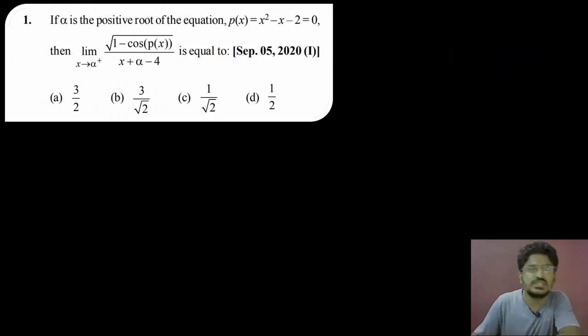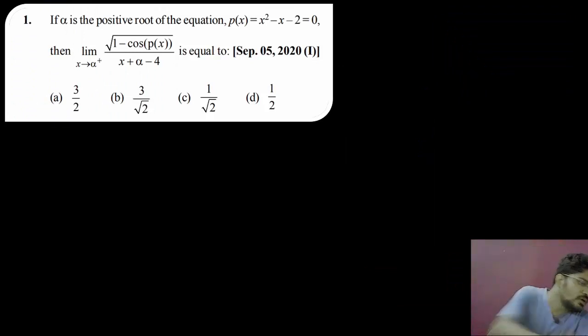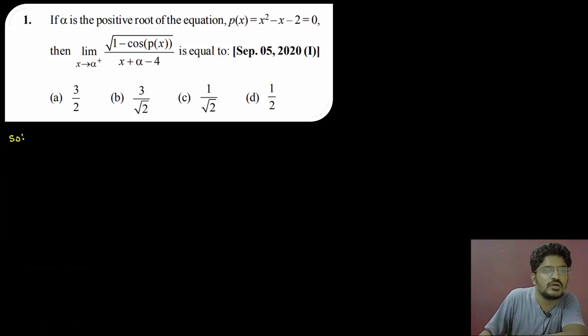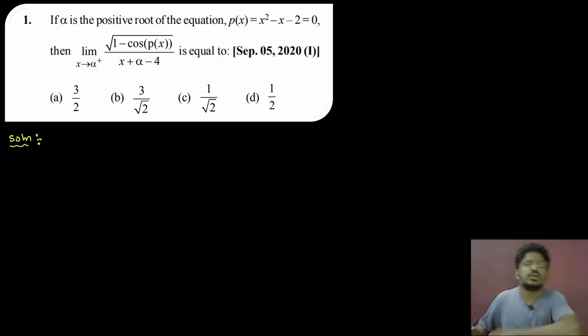You just see, this is the question asked in the year 2019. Here you can just see what they have given. If alpha is the positive root of the equation p of x equal to x square minus x minus 2 equal to 0, then find the limit as x tends to alpha plus of square root of 1 minus cos of p of x divided by x plus alpha minus 4.